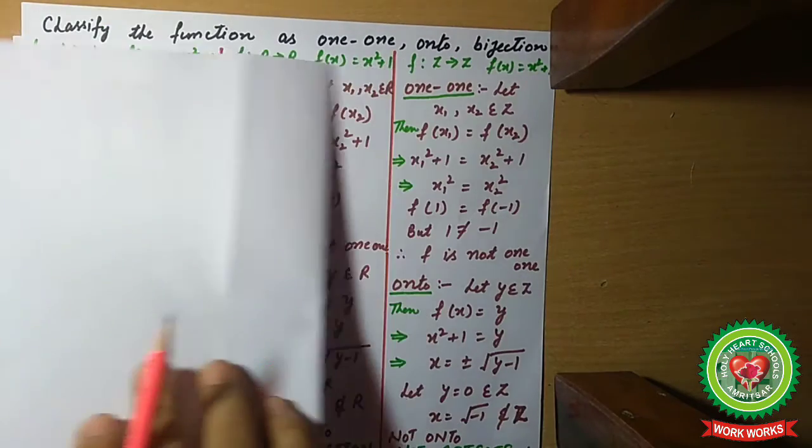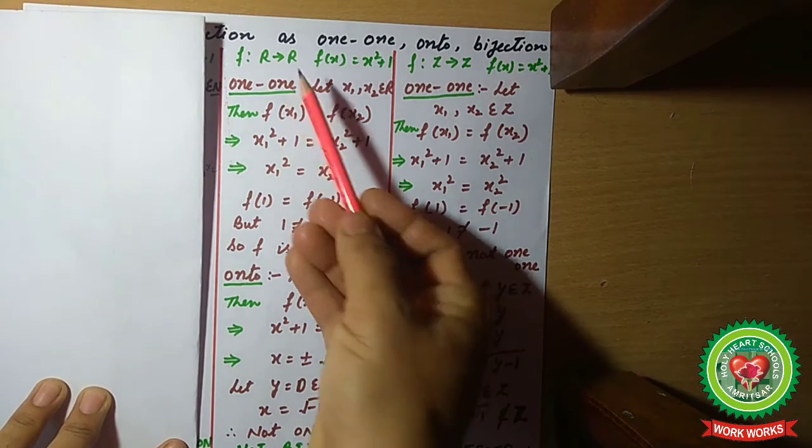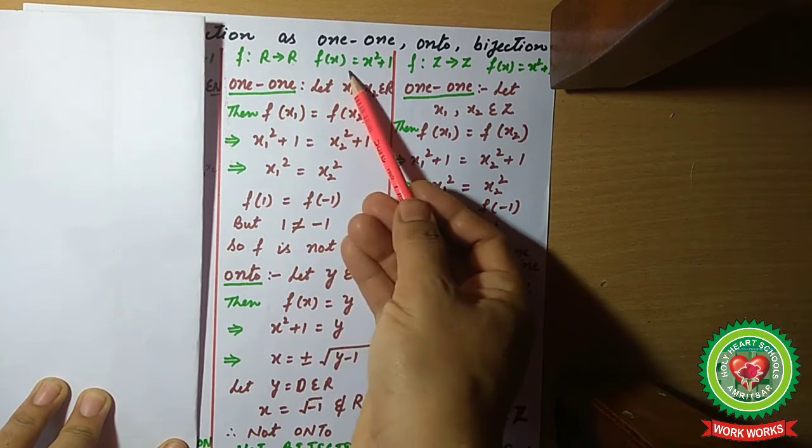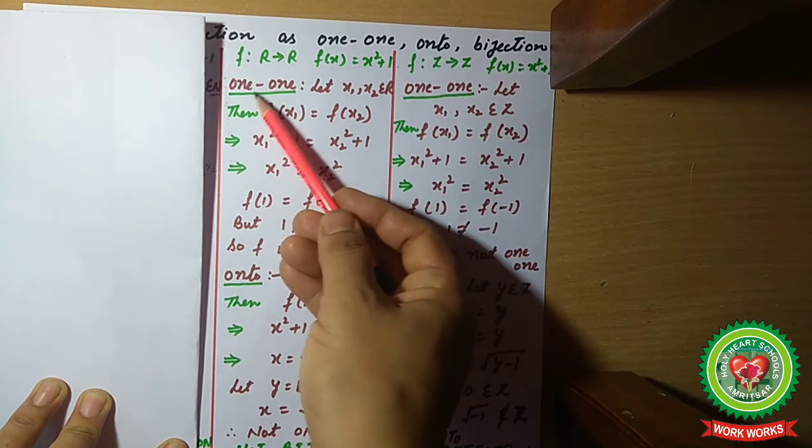Same case for the real numbers. When the function is from R to R and f(x) is equal to x square plus 1.